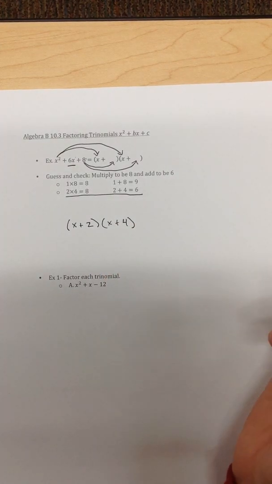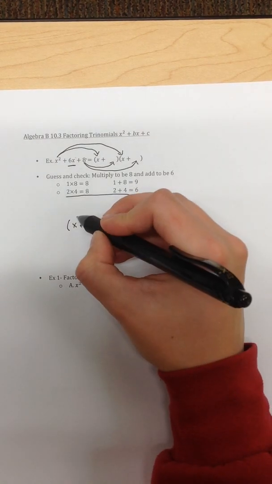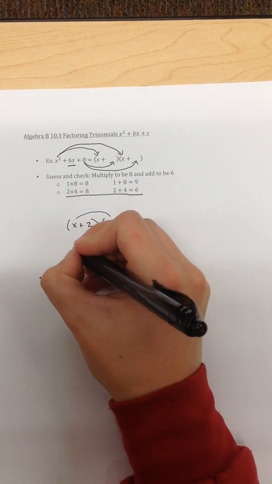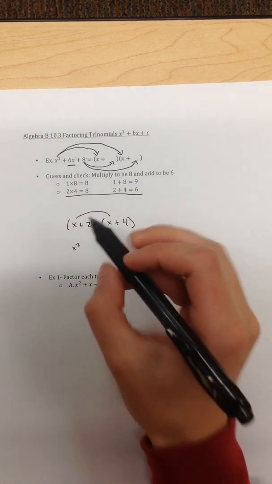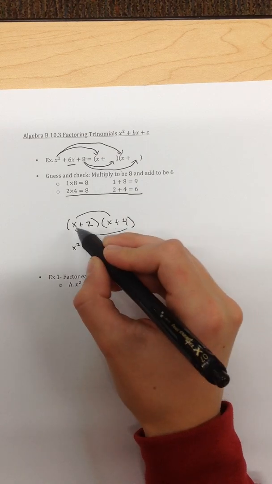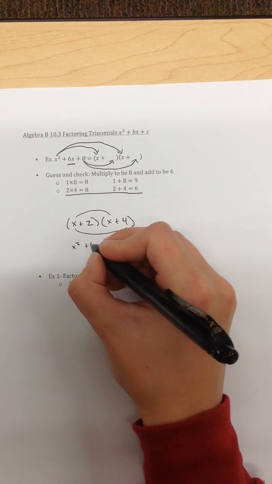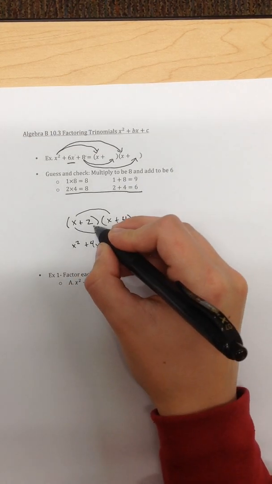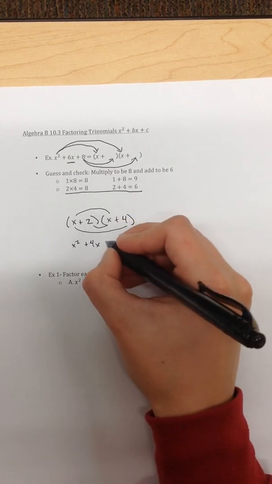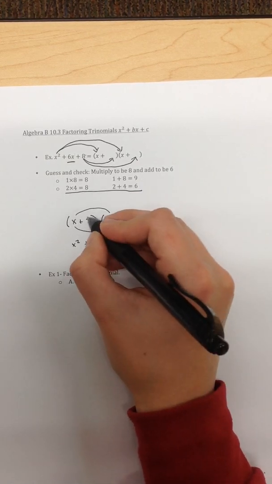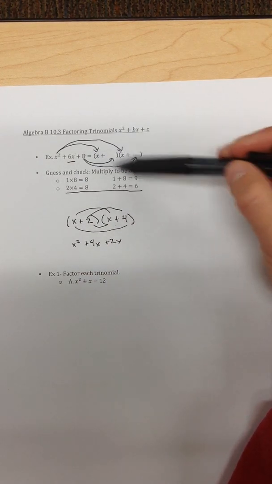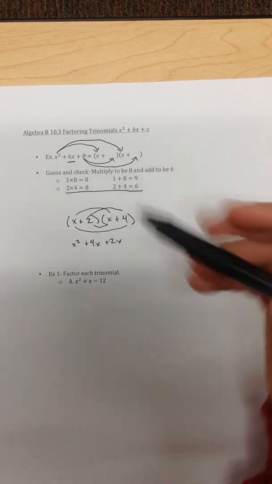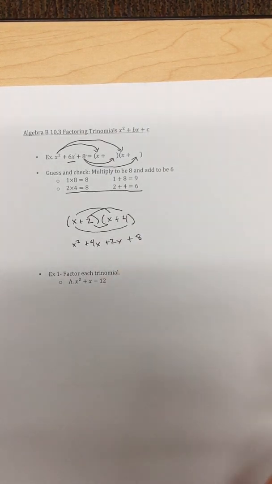Now let's check this here to see if we did this right. So you can check it by doing FOIL. So what we can do is we can do x times x, which would be x squared. So those two are how we get that first one there. Then our outside would be x times 4, so that would be 4x. Inside would be x times 2, so 2x. And then our last, just like we showed here, the 8 is coming from those two blank spots there, so the 2 times the 4, which gives us 8.